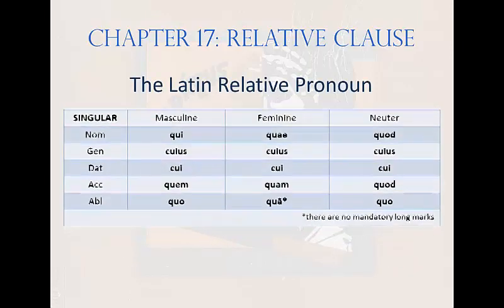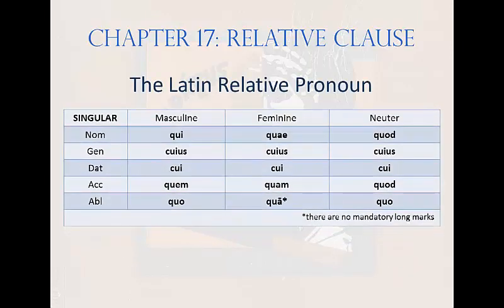So here is the Latin relative pronoun. Let's look at its singular first. Please say it together with me. Qui, quae, quod. Cuius, cuius, cuius. Cui, cui, cui. Quem, quam, quod.